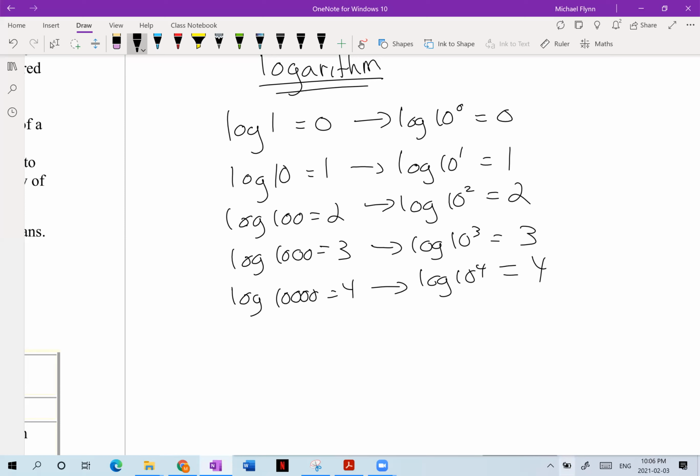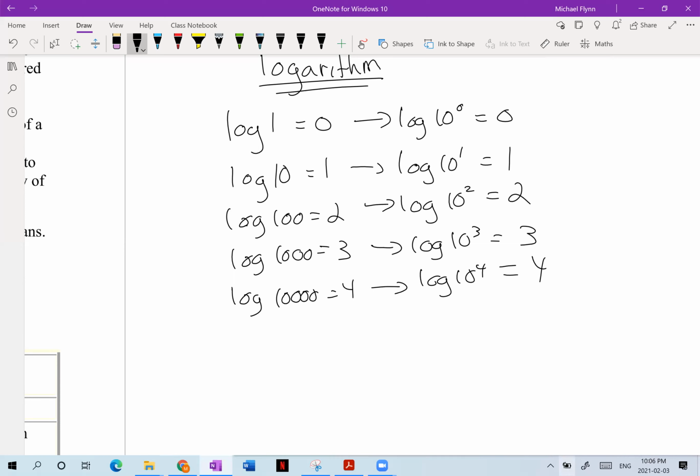Well, it just tells you what power of 10 you have. Isn't that brilliant? It tells you what power of 10 you have. So why am I telling you this? Well, it's because the decibel scale is based on powers of 10. And you calculate it using this log function.